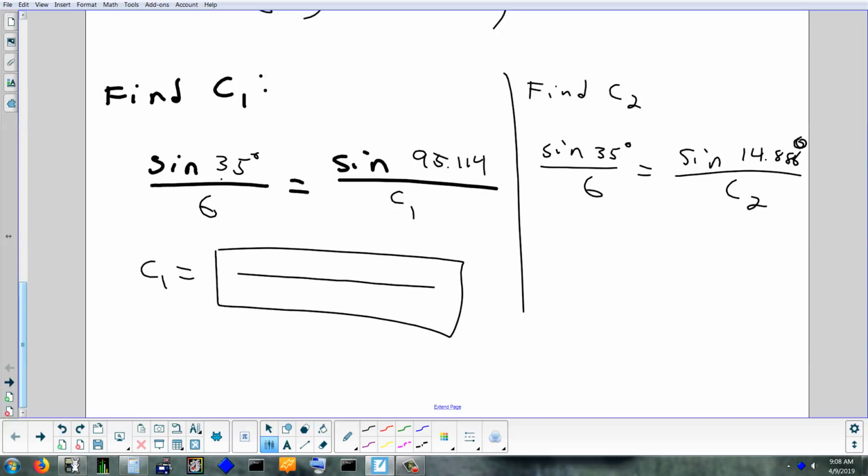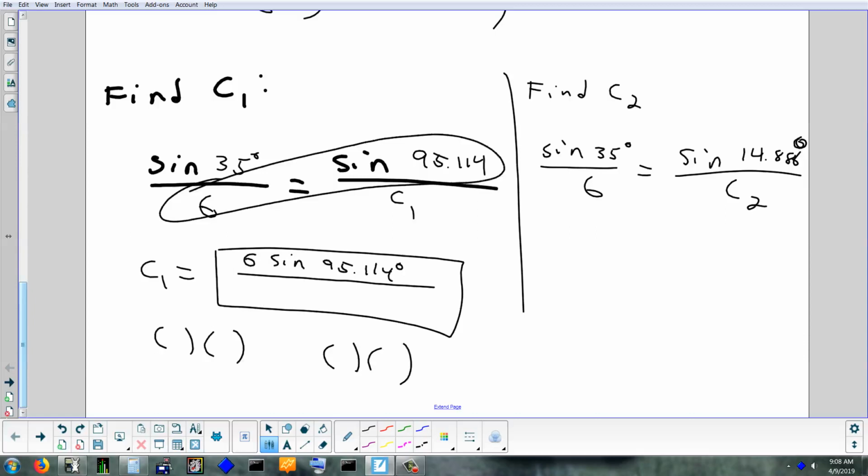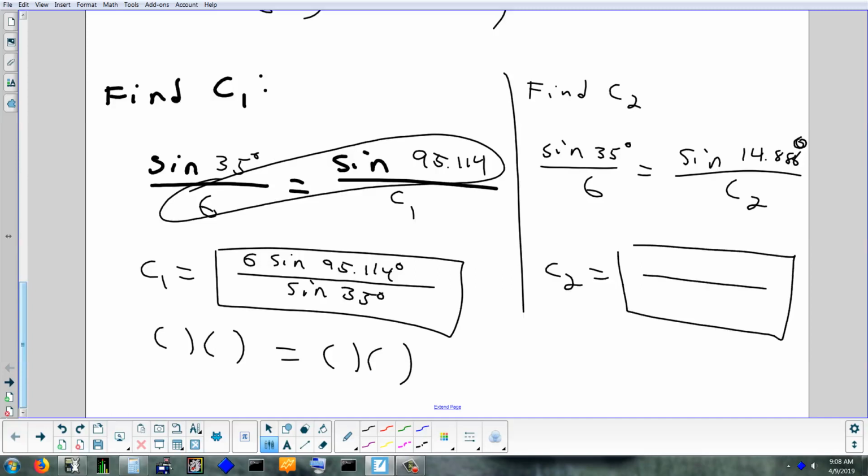6 times sine 95.114. Yep. And then sine 35. Or C1 sine 35. Yep, C1 sine 35, and what would go between those two things you said? Equals. You put that equal sign between them. So 6 sine 95 equals C1 sine 35, and then you'd have to divide by sine 35 and get that on the other side. And now C1 is by itself. You just have to plug it in. All right, let's try again. Okay, how about C2?